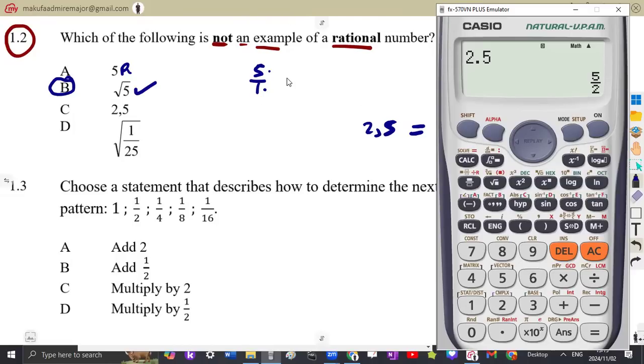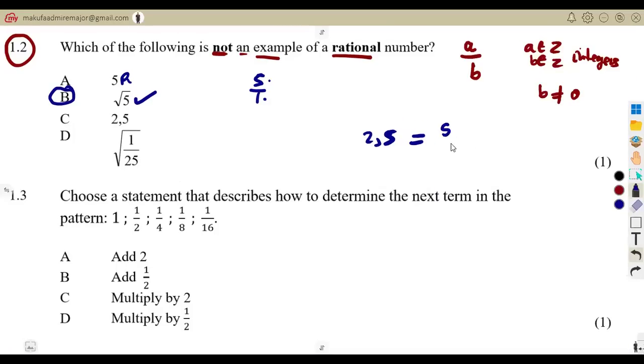If we are to write this 5 over 2, that is a fraction that we are having there, where 5 is a whole number. Okay, we got 5 over 2. It is A over B, where these are integers. It is also a rational number.